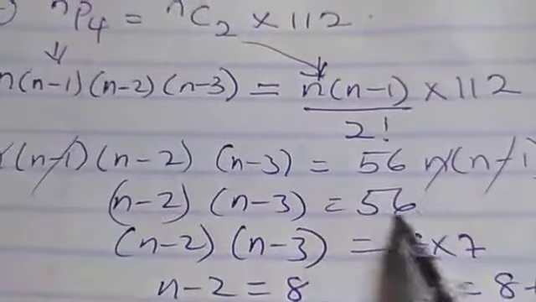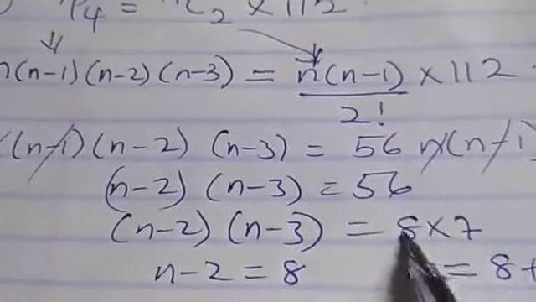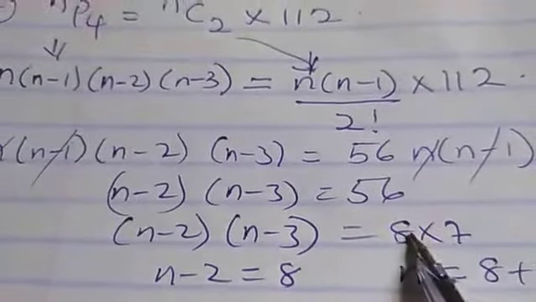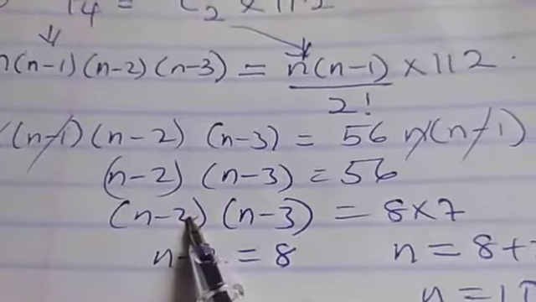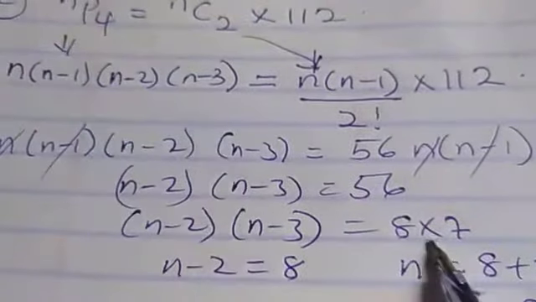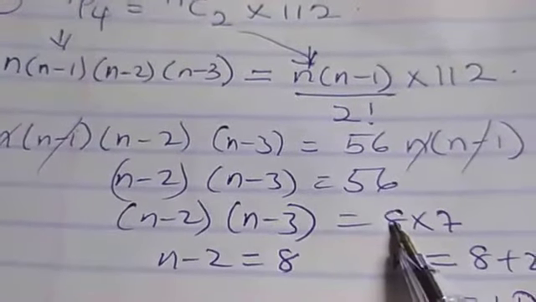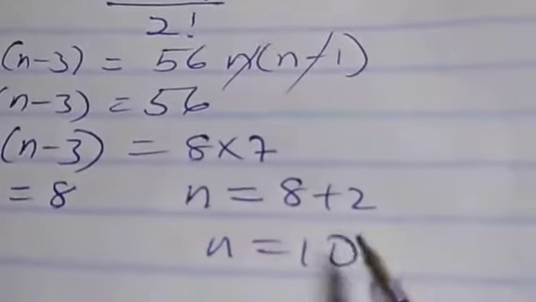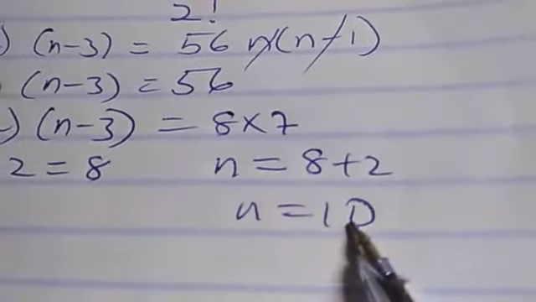But we look for two numbers that can give me 56. That is 8 and 7. 8 comes before 7. So we pick the first one, which is N minus 2 equal to 8. So if you make N the subject of the formula, N will be equal to 8 plus 2, which is 10. So N is equal to 10 is our answer.